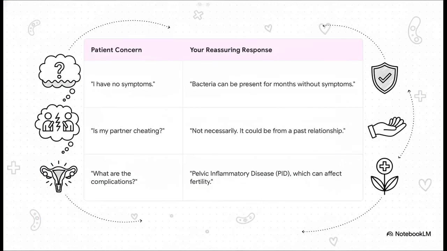What's so great about this slide is how it prepares you for the 3 most common questions with these clear, non-judgmental answers. When you mention the complications, like pelvic inflammatory disease or PID, you must explain that it's an infection of the womb, tubes, and ovaries. If you master these responses, you'll sound confident and empathetic.